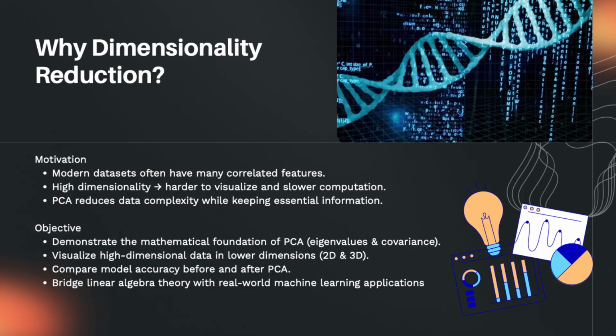Our objective today is to show how PCA helps us solve this problem by reducing data complexity while keeping the essential information. Specifically, we will demonstrate the mathematical foundation of PCA, focusing on eigenvalues and eigenvectors. Visualize high-dimensional datasets in much lower dimensions, specifically 2D and 3D. And finally, compare the accuracy of machine learning models before and after applying PCA. Our goal is to bridge the gap between linear algebra theory and real-world machine learning applications.